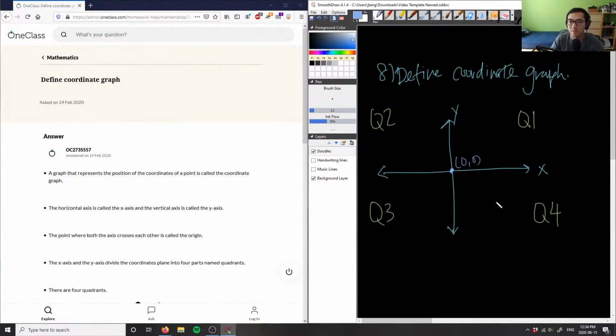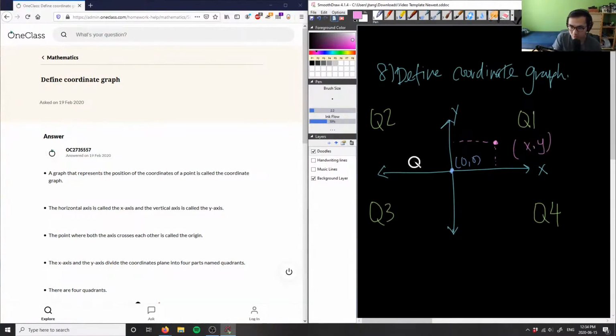Actually, let me do sample points, because sample points are a little bit easier to notice. So, for example, I'm going to do 4 points here. If I had a point in quadrant 1, what does this tell me? Well, in quadrant 1, this here is a positive x value, and also a positive y value. So I would have a positive x, a positive y.